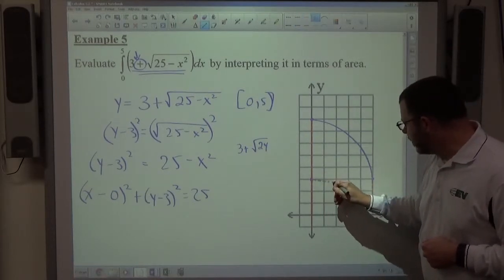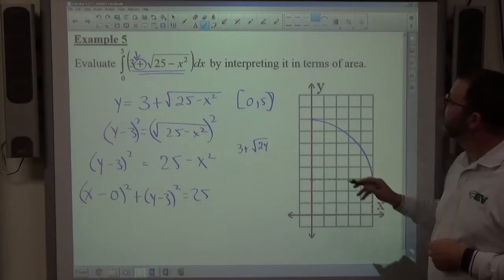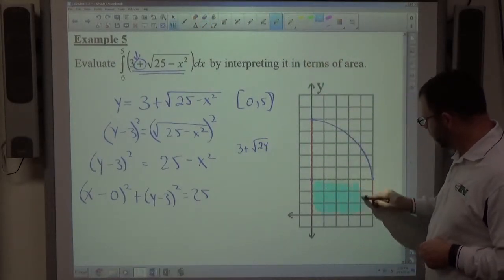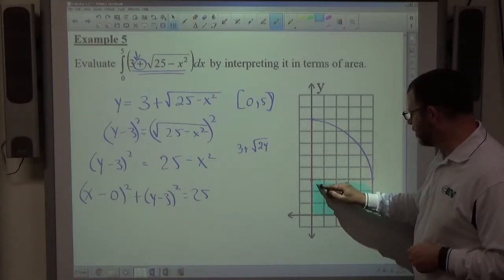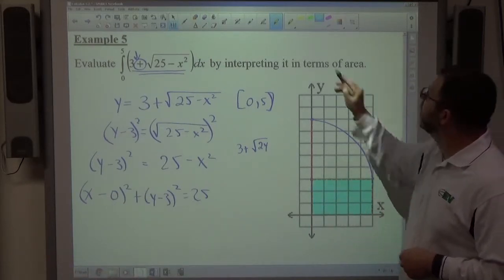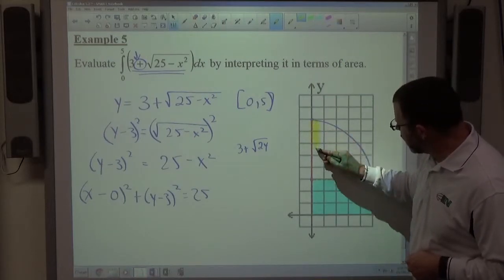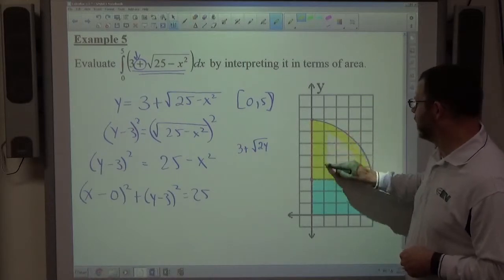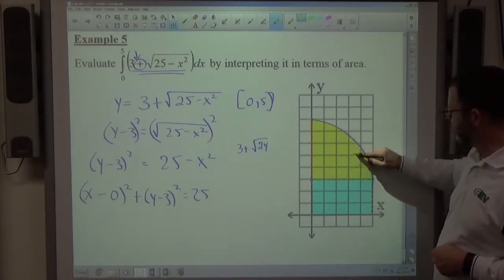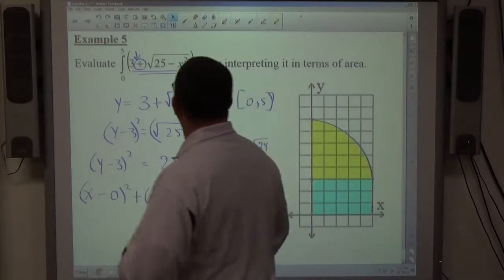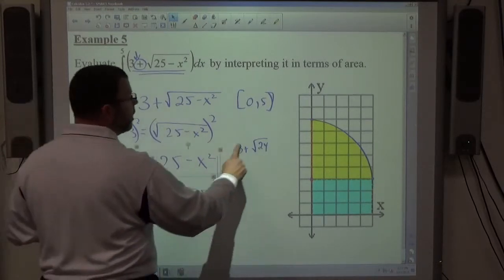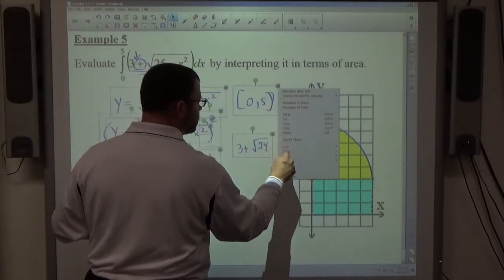If I were to draw this segment right across here, what you'll notice is we have a rectangle right here, stopping at the x-axis, but that's a rectangle. And then up here is a quarter circle. Our goal, if we're going to interpret in terms of area, is to get shapes that have actual geometric formulas that allow us to find areas. So if I find the area of the rectangle, the area of the quarter circle, add those areas together, I'm going to be able to find the overall answer to this problem.